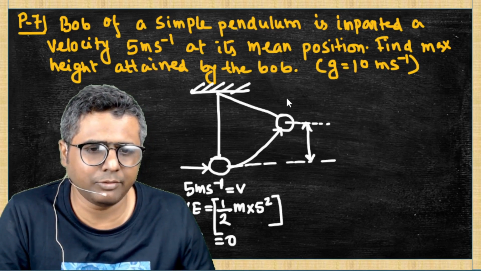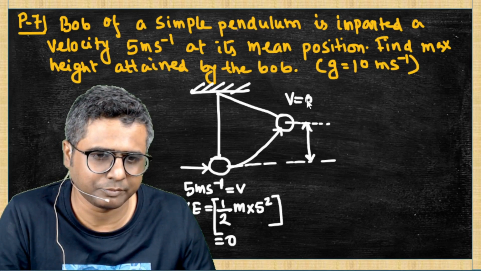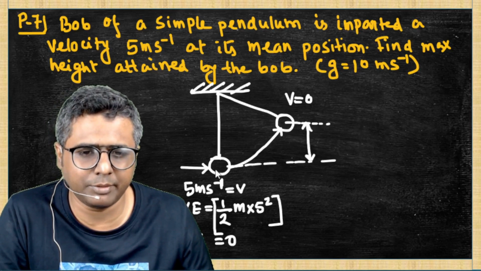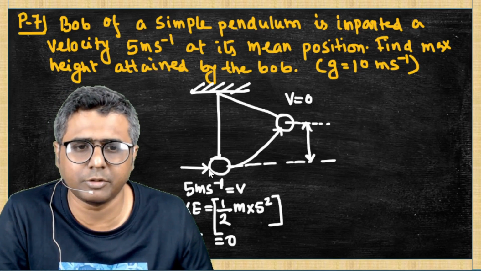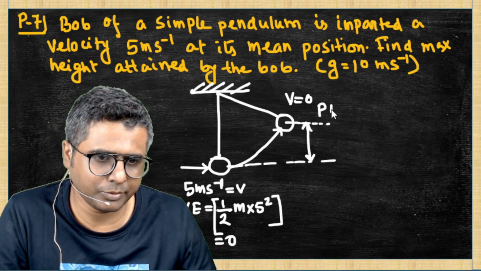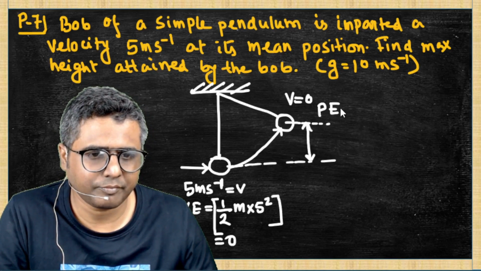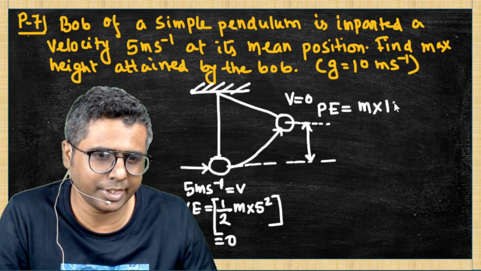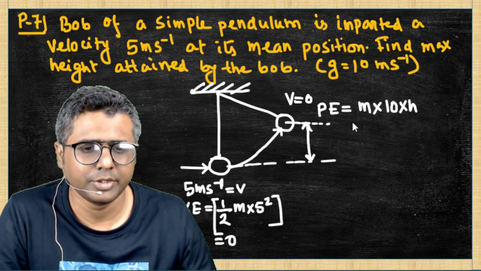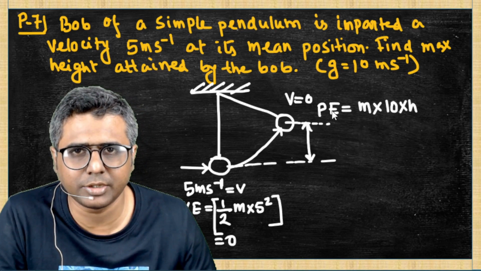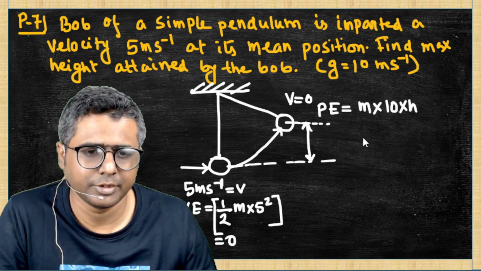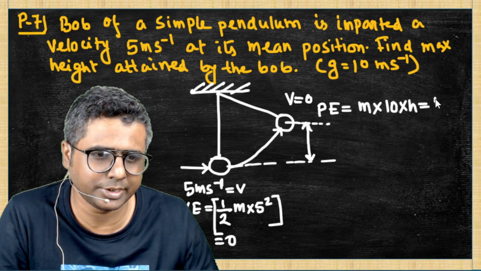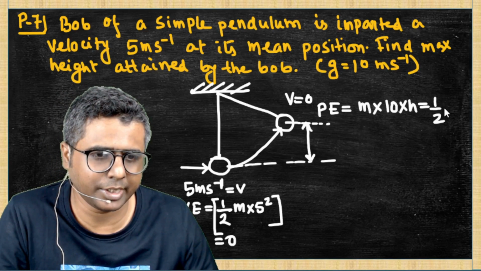At maximum height, velocity becomes 0. Why does velocity become 0? Because all the kinetic energy that we have imparted in the mean position is converted to potential energy. So potential energy is equal to m into g, where g is given as 10, into h, which is not known. This potential energy is derived from the kinetic energy itself. So by conservation of mechanical energy, this potential energy is equal to the calculated kinetic energy.